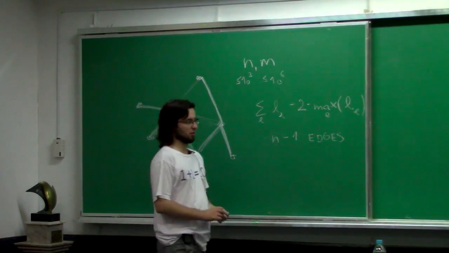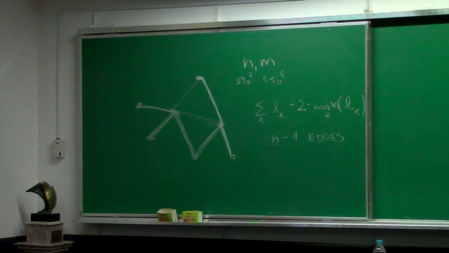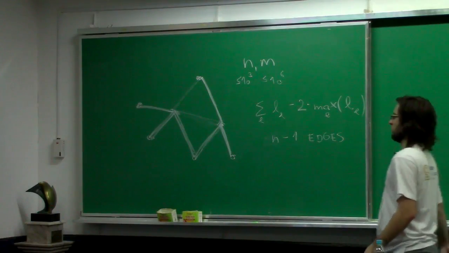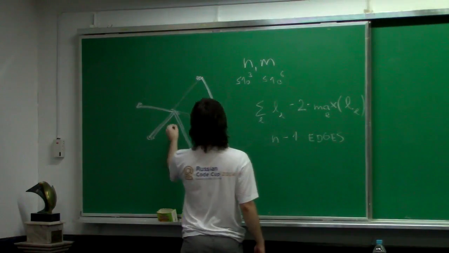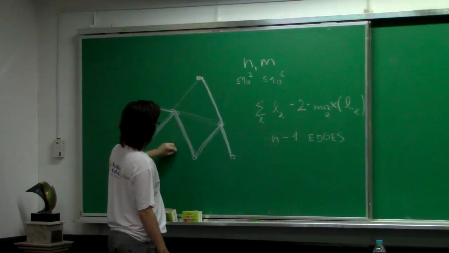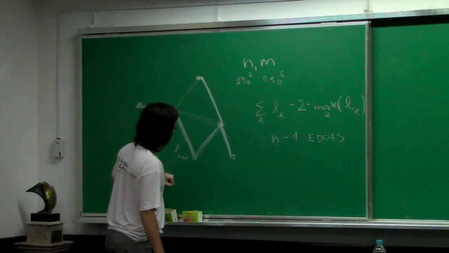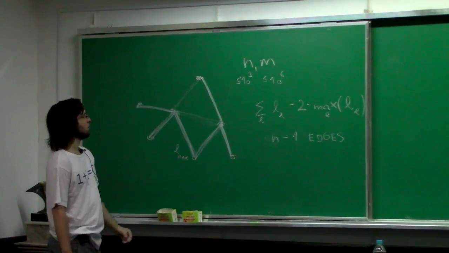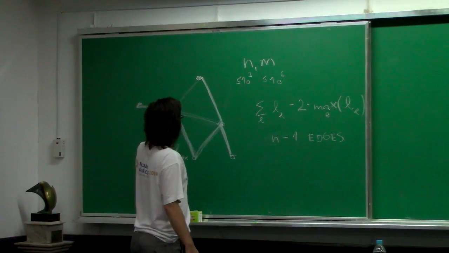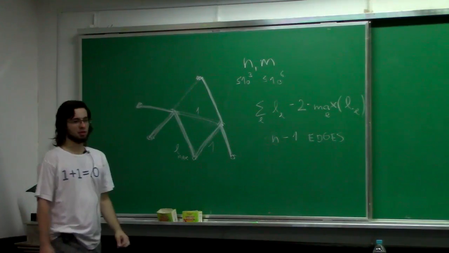And now we want to find out what's the minimum cost of this. There aren't any simple greedy solutions that will work, but we can notice that if, for example, this is the longest edge, so this is some edge with length L max, and this is, for example, an edge with length 1. This is also an edge with length 1.